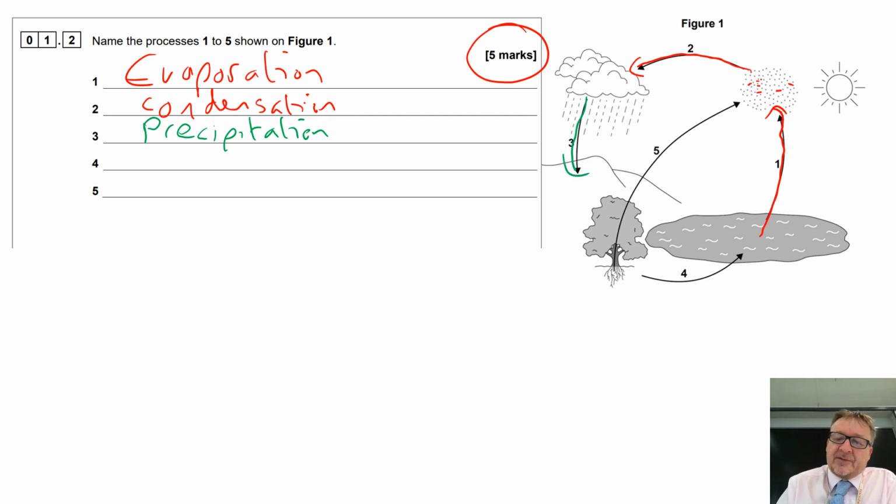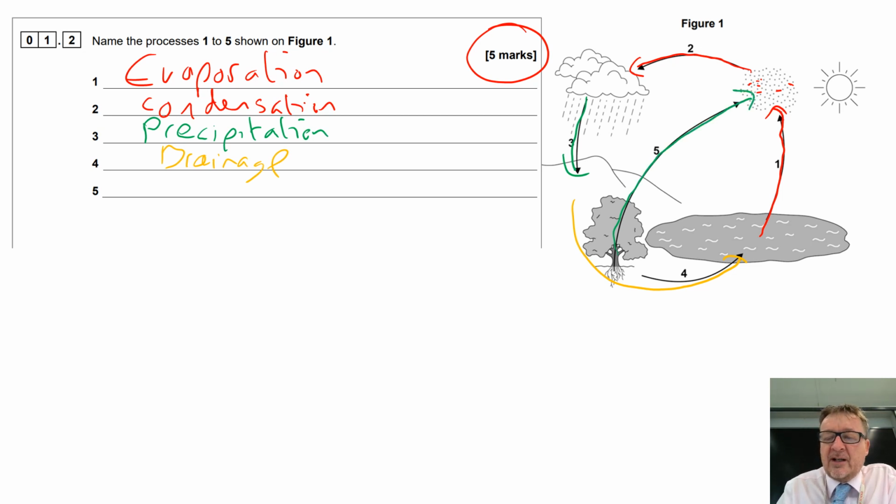Then it goes through the soil and down little streams and things like that, and gets back to the lake. That is called drainage. So that is number four, where it goes back into the lake. We've then got number five, which is slightly different, where we're going from a tree to vapour in the sky.